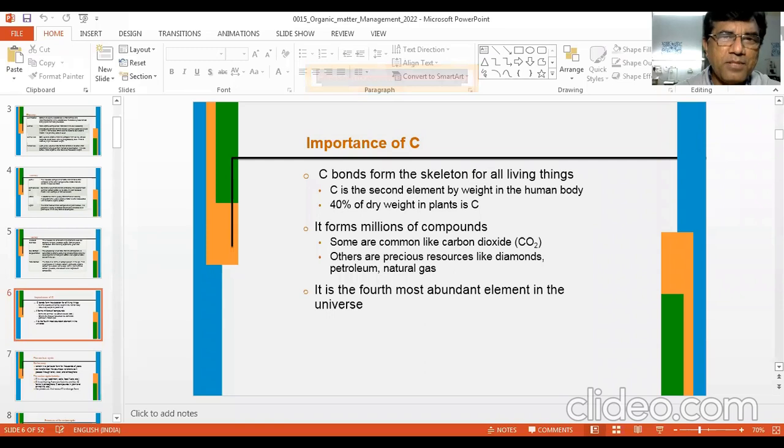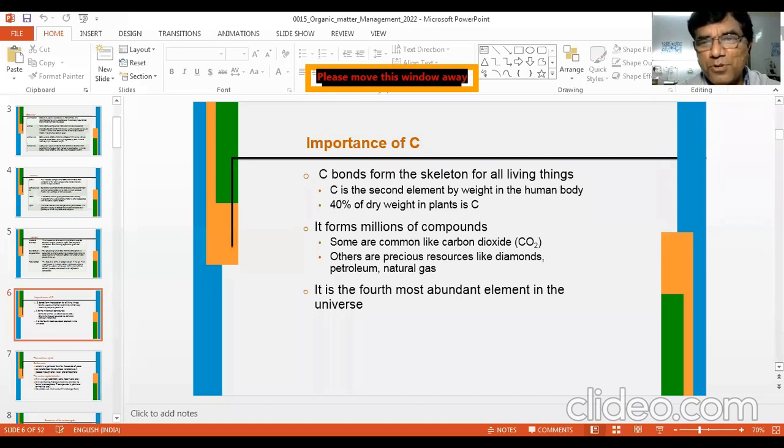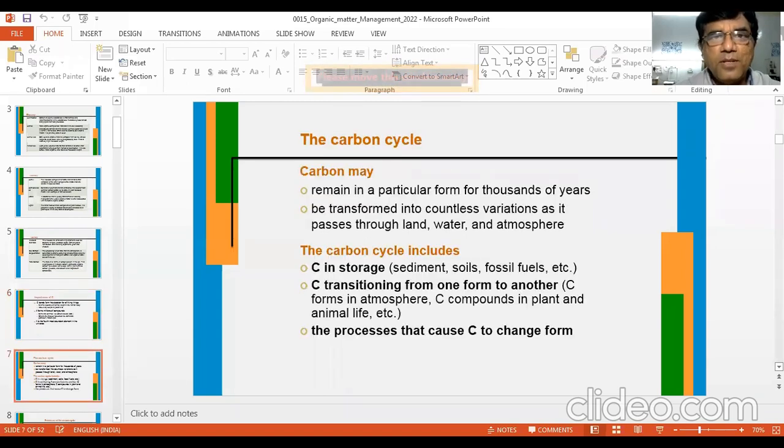I think carbon makes the largest number of compounds in nature. It has a variety of compounds, forming millions of compounds. Some are common like carbon dioxide and carbon monoxide, and others are very precious resources like diamonds, petroleum, natural gas, and hydrocarbons. So you really have carbon everywhere. It is the fourth most abundant element in the universe.